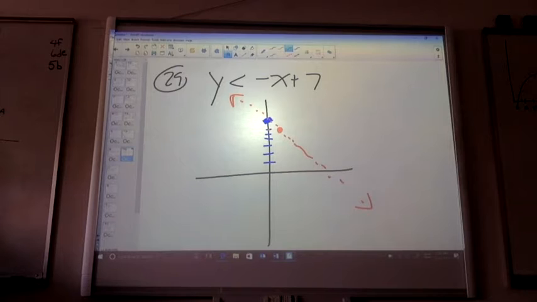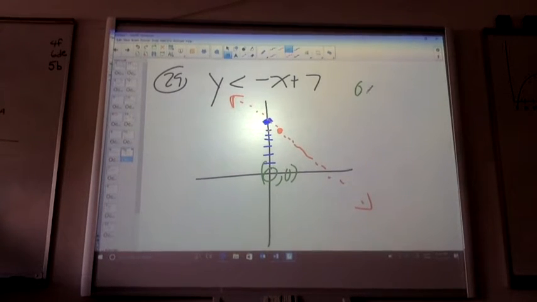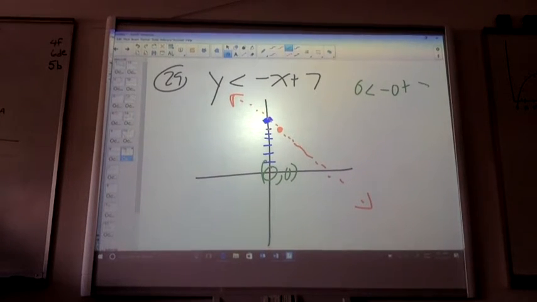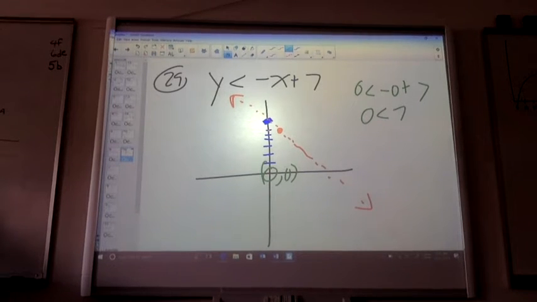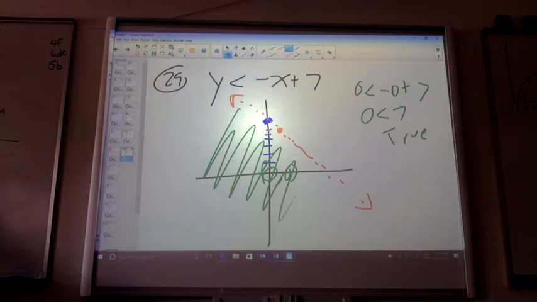Okay. I'm going to use the point 0, 0 as my test point because my graph doesn't go through the origin. I did note on the test, 0, 0 will work every time. Cool? So I'm going to take 0, 0 and plug it in. Is 0 less than -0 plus 7? Is 0 less than 7? That's true. So I shade the side with 0, 0? Yep. I do. Done.